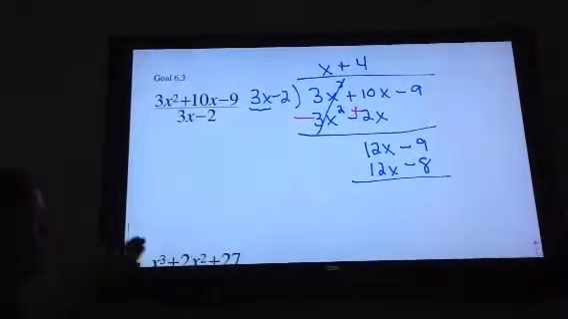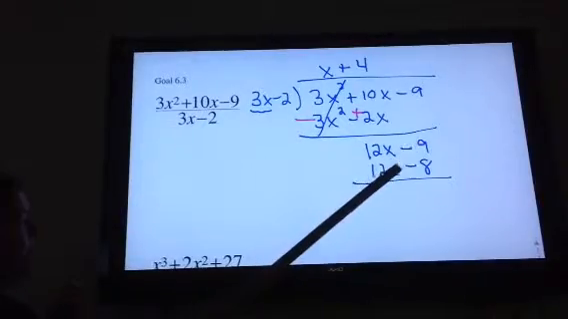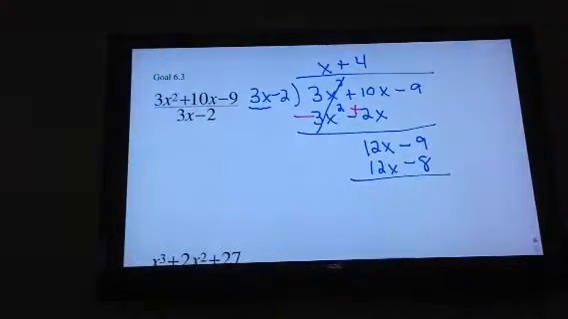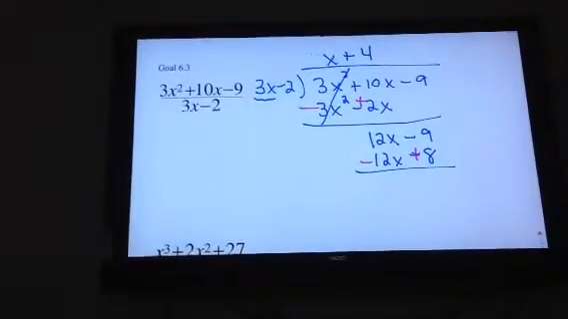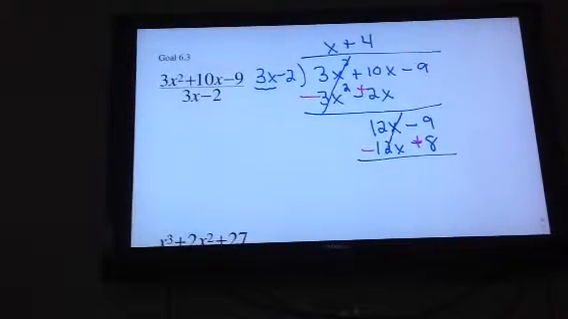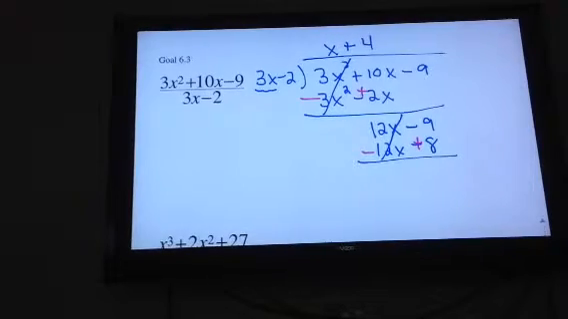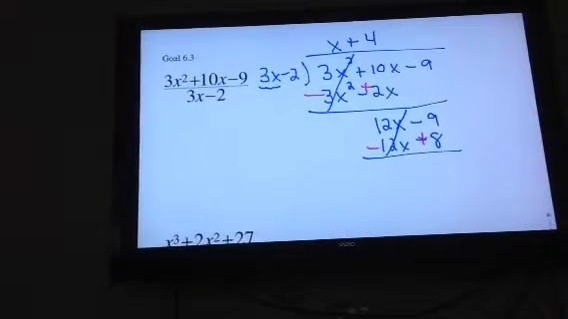And the reason, again, that I do that, I know you can go 12 minus 12, it cancels, but negative 9 minus the negative 8, people tend to make more mistakes on that than it's worth. So just change the signs, and then we're going to add. So the first term cancels as it always should. If it doesn't, you did something wrong. And then negative 9 plus 8 is a negative 1.